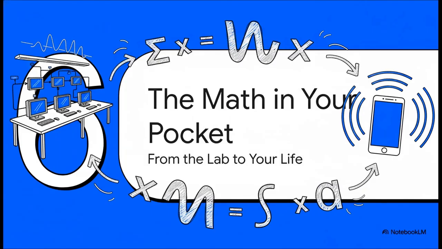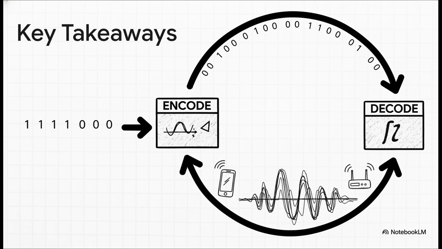Okay, let's bring this all home. We've seen it in the lab, now let's connect it all back to that little supercomputer you carry around with you every single day. So when you boil it all down, it's this beautiful partnership. Trigonometry encodes the message. It gives us the language of sine waves, phases, and amplitudes to turn our 1s and 0s into a physical signal. Then calculus decodes it. Integration gives us that rock-solid mathematical method to pull the original message back out of that signal. And this whole elegant dance is happening constantly at mind-boggling speeds all around us.